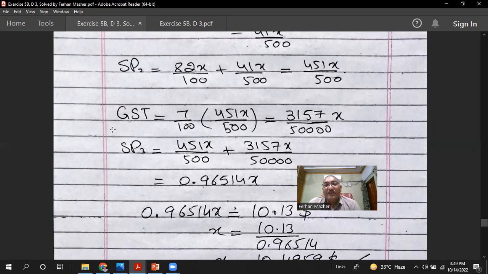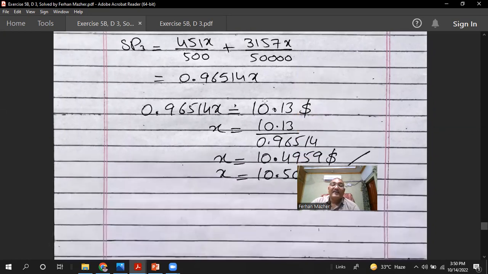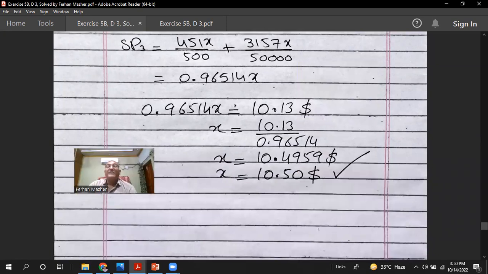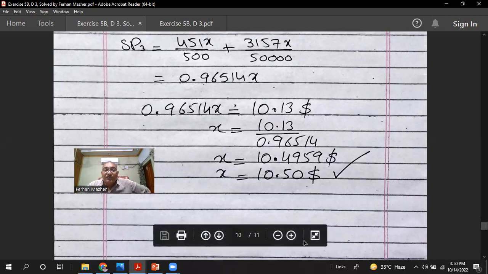So the sale price number 3 will be the 451x by 500 plus the amount of GST, that is 3157x by 50,000. When you do it on the calculator, it will be 0.96514x. He says that this final price was $10.13. So X will be 10.13 divided by 0.96514. That will be something like $10.4959, which is $10.50. So this is how you will do this question.